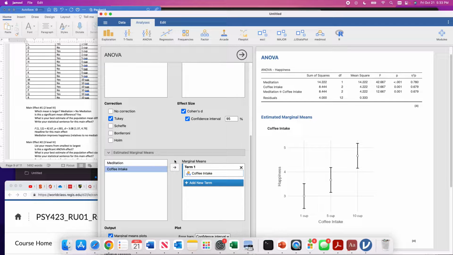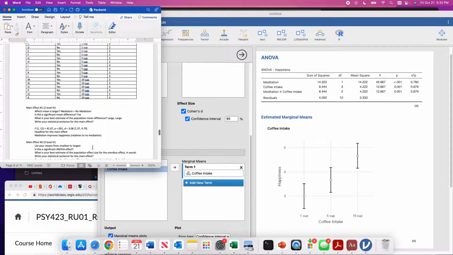Okay, so now we got the 3-level main effect, right? So this is your 3-level. We can see that 10 cups of coffee improves happiness relative to 5 and 1. So now we're just looking at the effect of coffee on happiness. Looks like drinking coffee improves happiness. I made up the data, so don't take it too seriously. All right. So I'm seeing that, and I'm like, okay, here's the results I'm looking at.